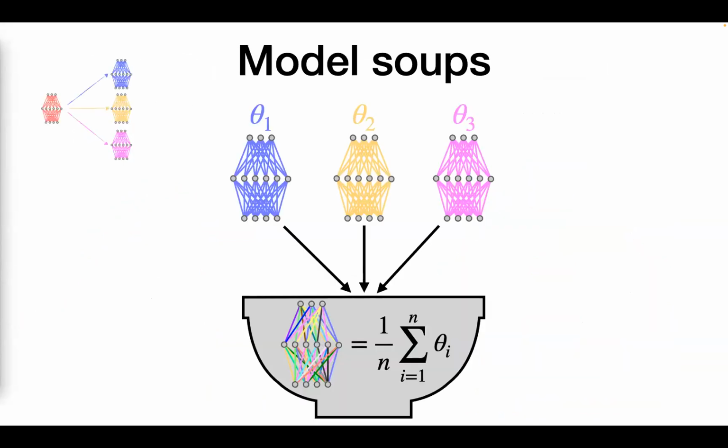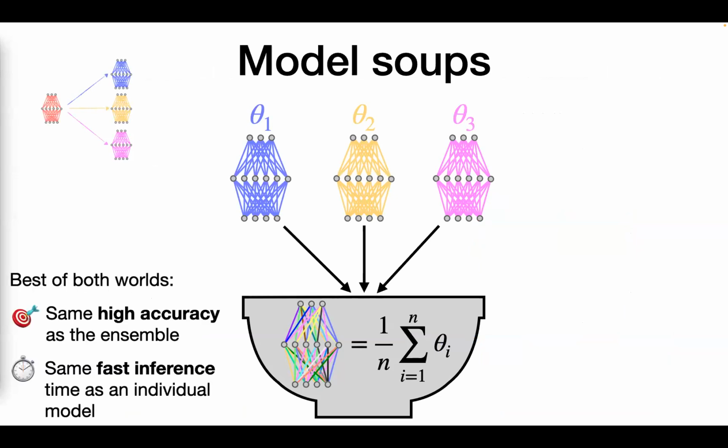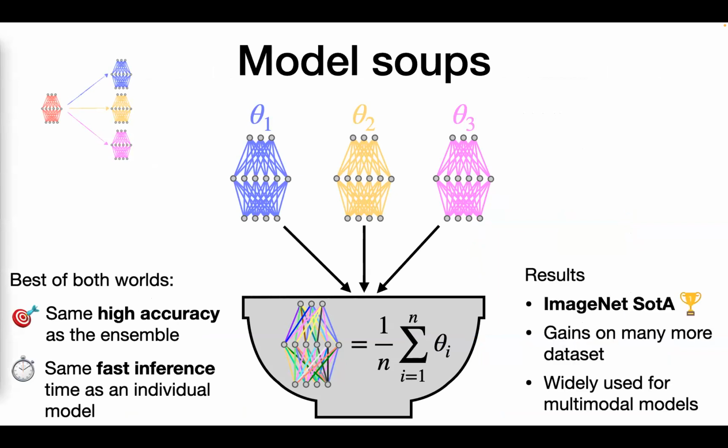And the idea of model soups is, well, we can just average all the models, because apparently that's a thing to do. And the nice thing that happens is you get basically again the best of both worlds. You get a single model that achieves the same performance as the ensemble. And then again, you can go to all the benchmarks and get state of the art. This was ImageNet state of the art early last year when we released this, and it also gives gains on many more data sets. And this has become widely used for pushing multimodal models to state of the art.